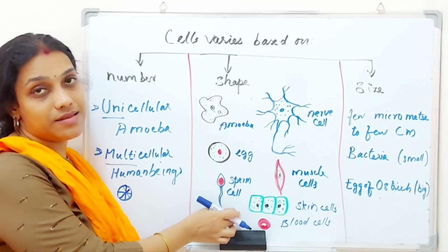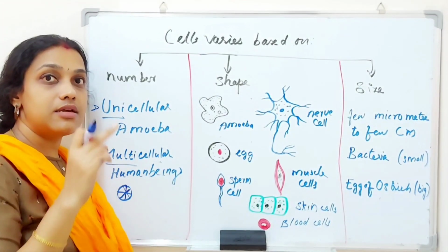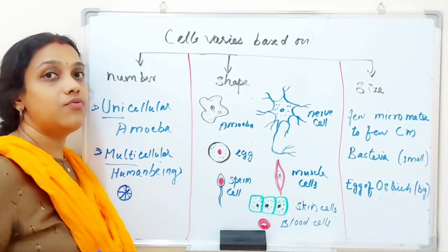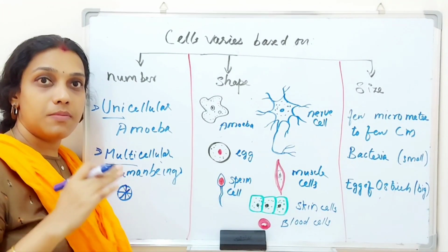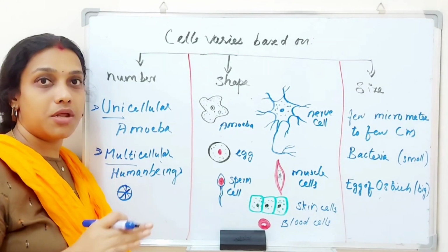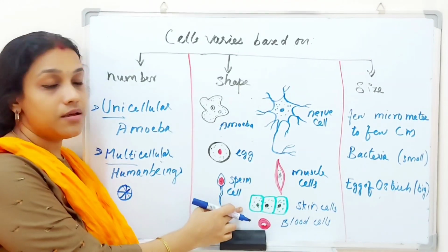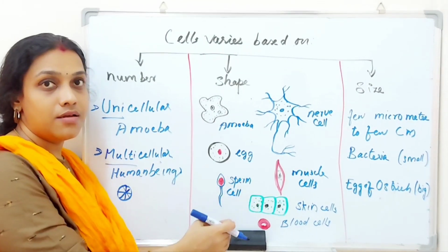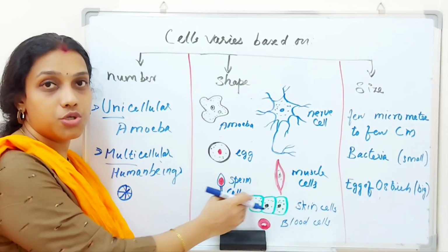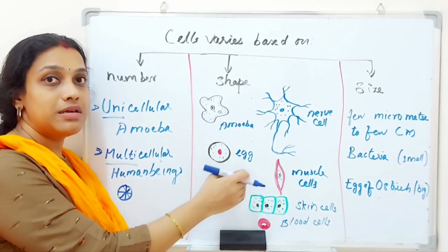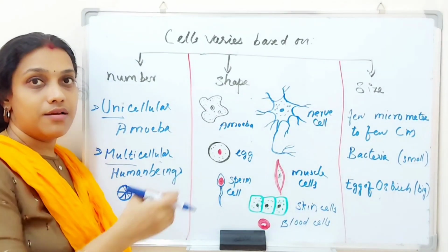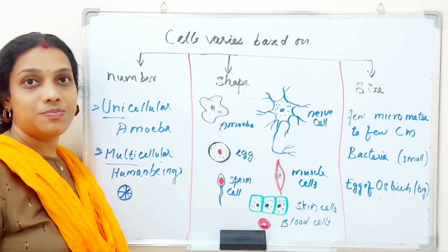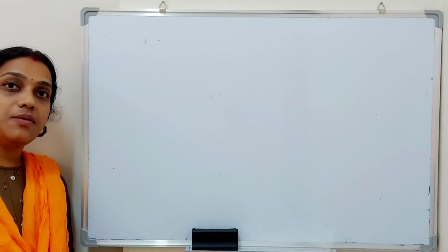Now comes the skin cell, which exists in the form of columns. Columnar cells are seen in skin. And what is the function of the skin cell? The main function of skin is to cover the body, to protect the body. And here the cells are arranged in the form of a barrier or sheet. So here also the size of the cell is related to the function of the cell. Understood?